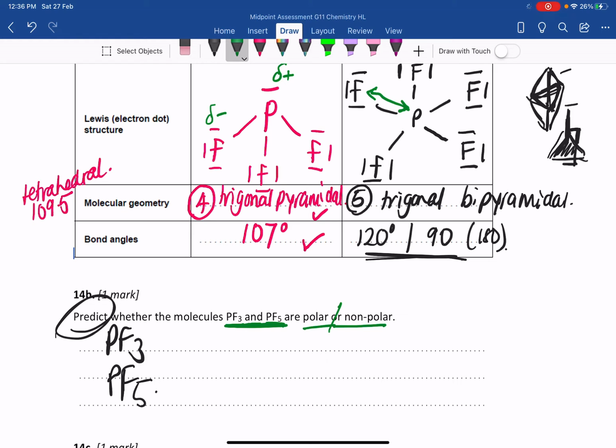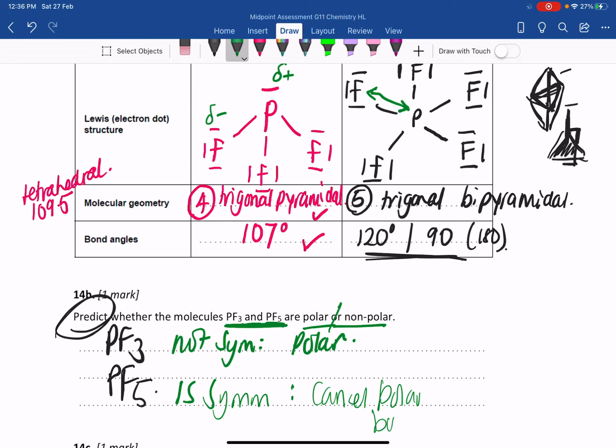The thing is that PF3 is not symmetrical. And because it's not symmetrical, that means that it remains a polar molecule with polar bonds. Now, the difference is that PF5 is symmetrical. And because it is symmetrical, all of the dipoles across the bonds cancel out. And if all of the polar bonds cancel out, then we're left with something that is non-polar.